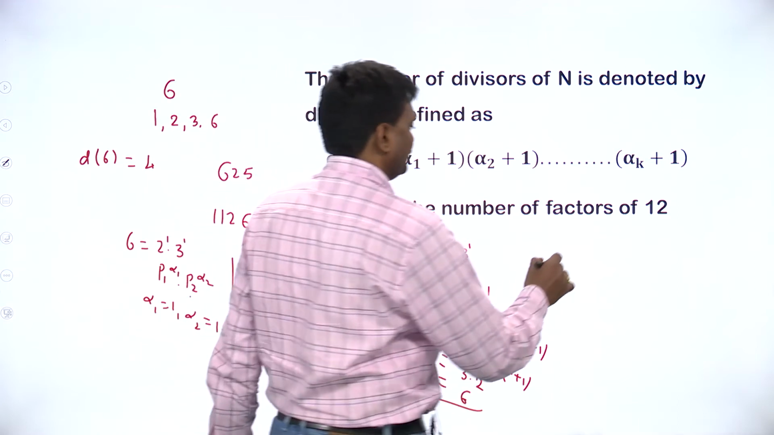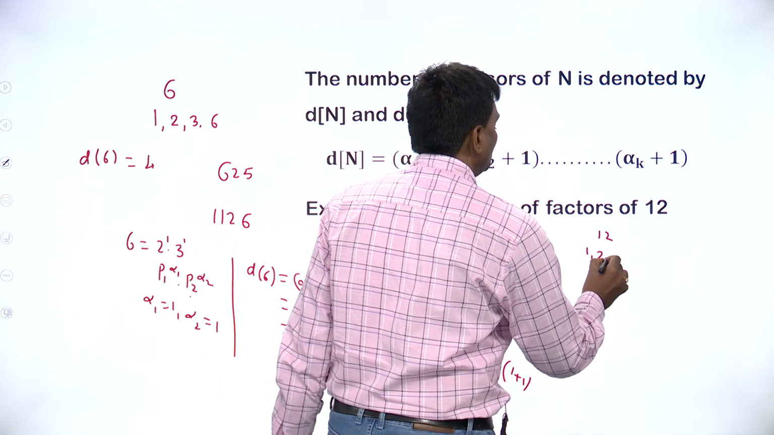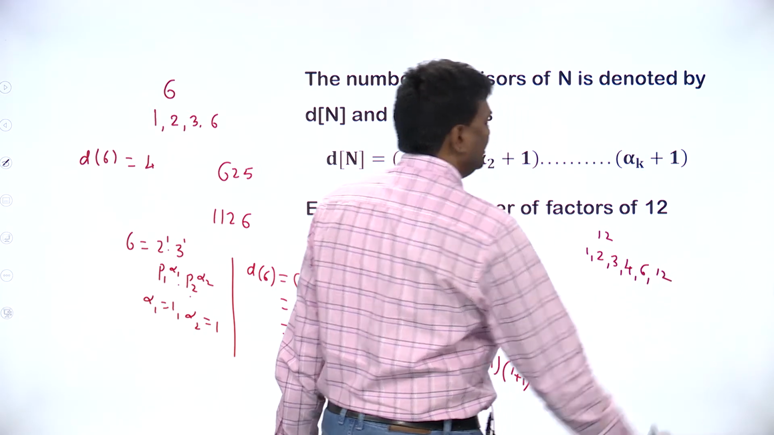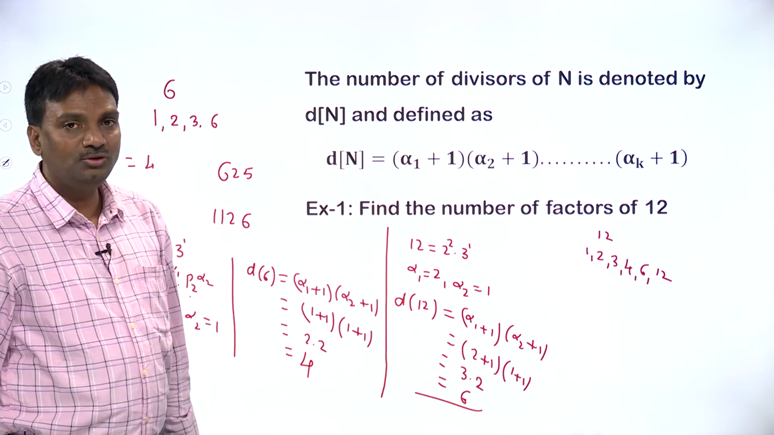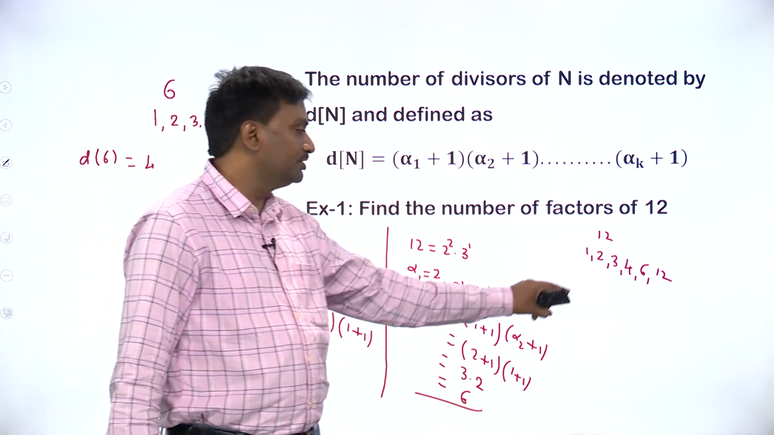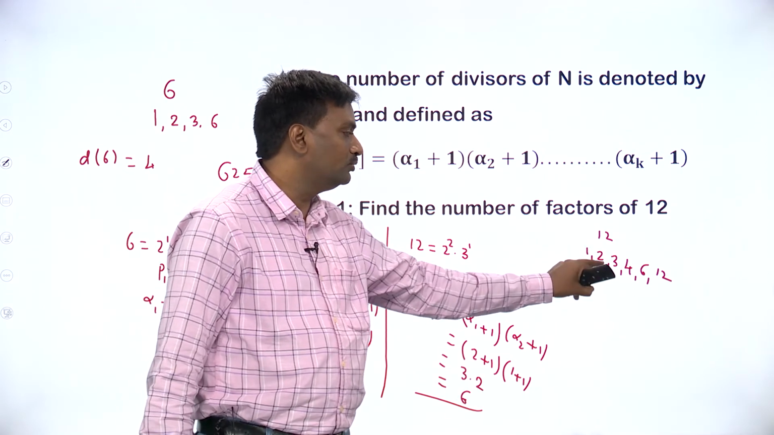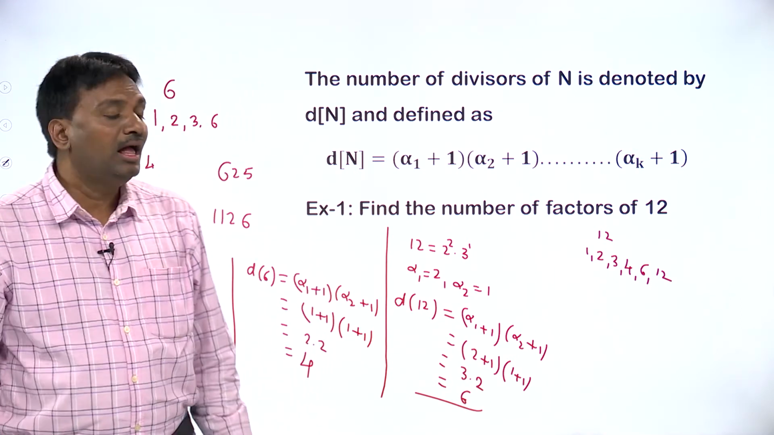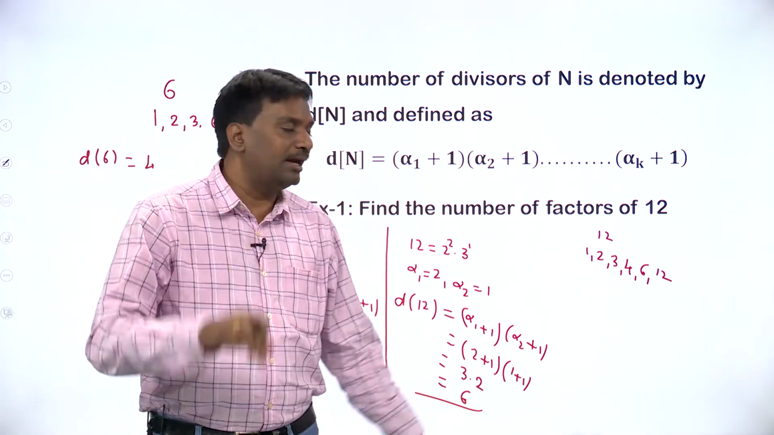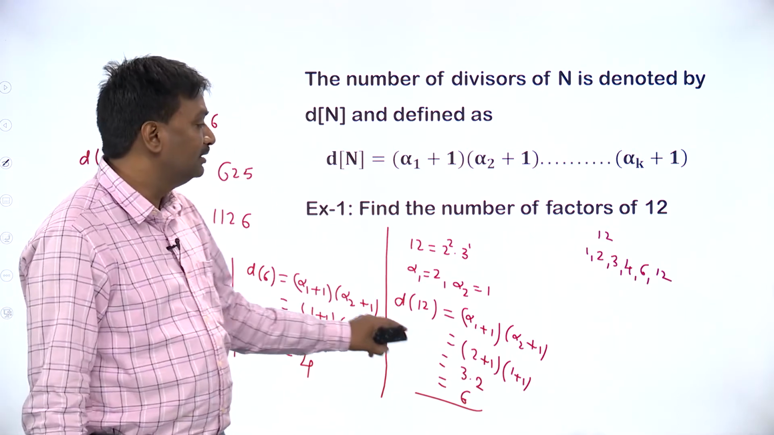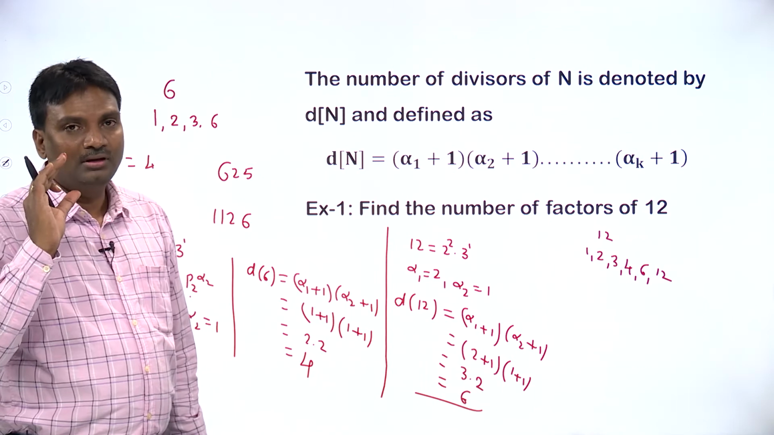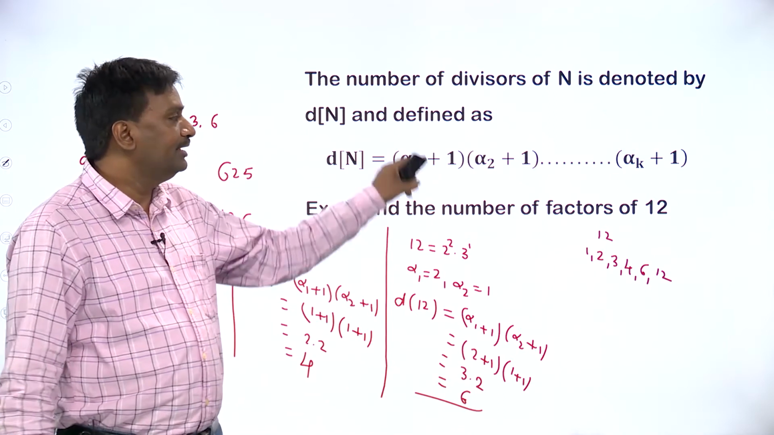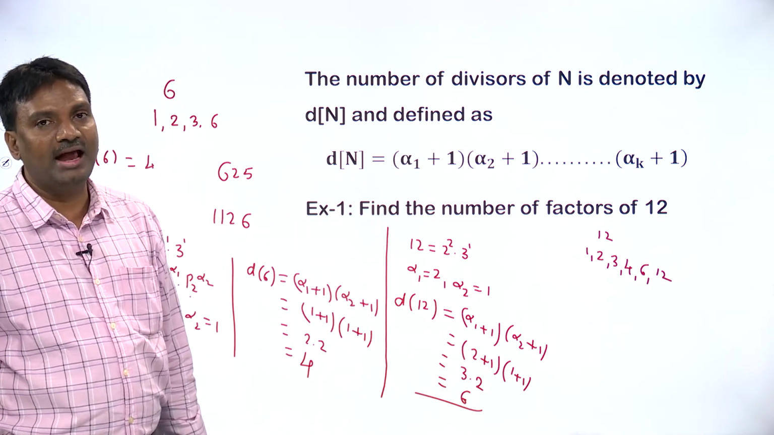Those 6 divisors are, if you take 12, 1 is a divisor, 2 is a divisor, 3 times 4 is 12, 4 times 3 is 12, 6 times 2 is 12 and 12 times 1 is 12. Those 6 divisors are 1, 2, 3, 4, 6, 12. Since 12 is a small number, by writing all the factors of 12 and counting them we can say the number 12 has 6 factors. But without writing all the factors of 12, just by using this formula also we can find the number of factors of the given natural number.